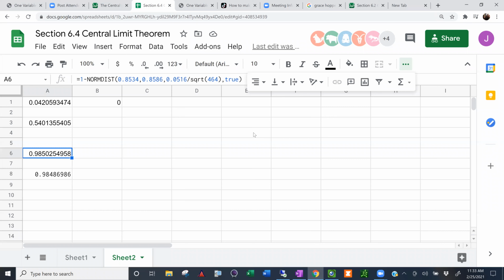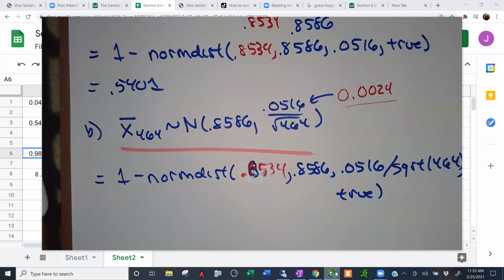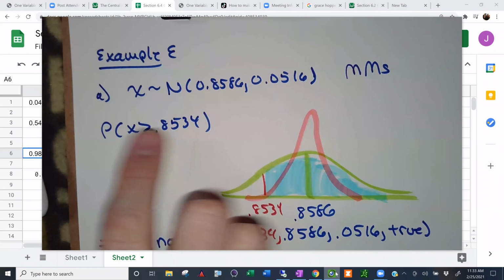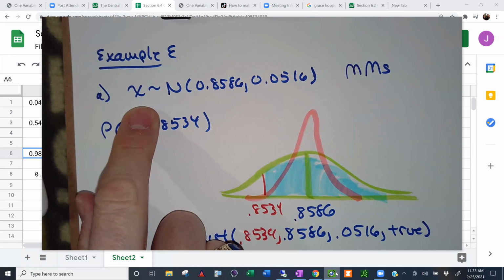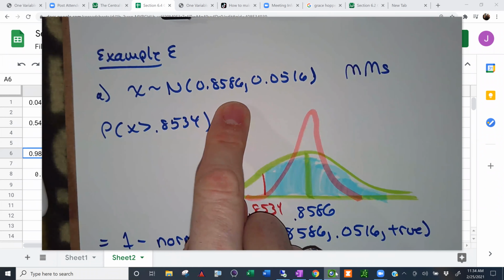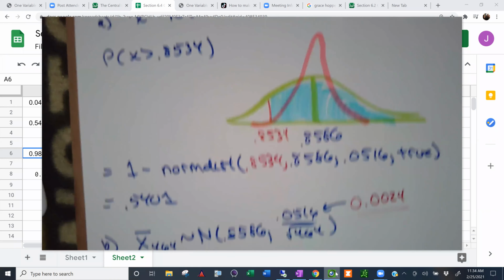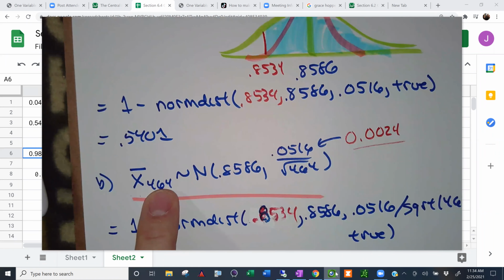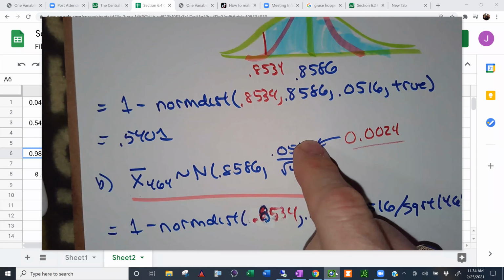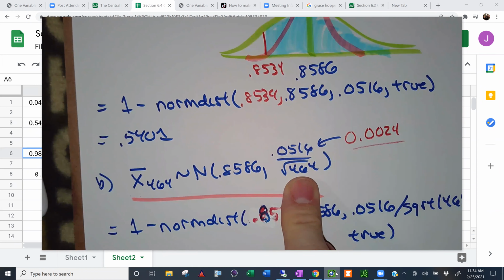Now we've seen a couple examples like this, and these are what a lot of your problems are going to be like: a part A in which you don't have to use the central limit theorem, and a part B in which you do. In part A, you've got a sample size of 1, so you're just sampling from that distribution. In part B, you have to use the central limit theorem, which basically says that you're going to have the same mean, but the standard deviation is going to be divided by the square root of the sample size.